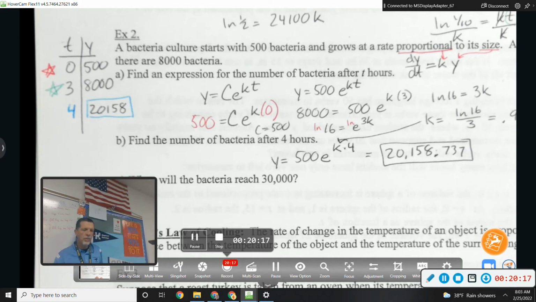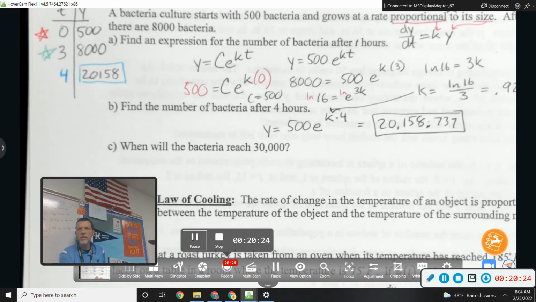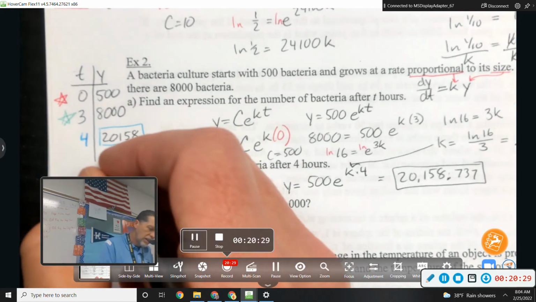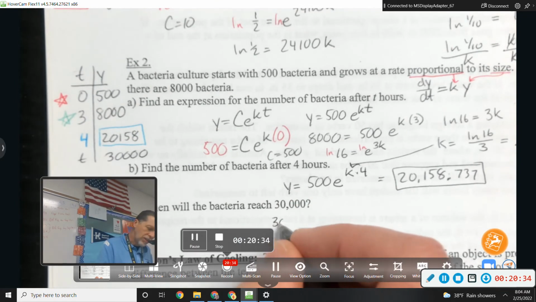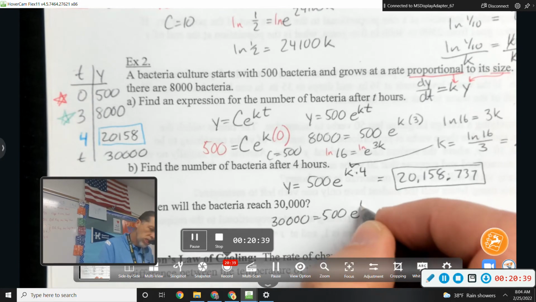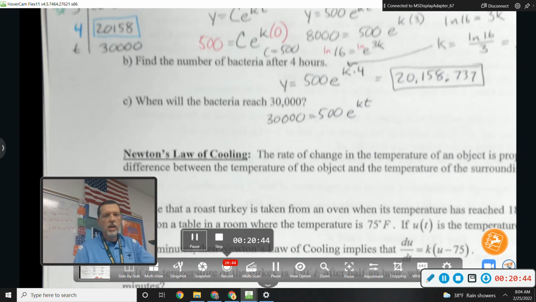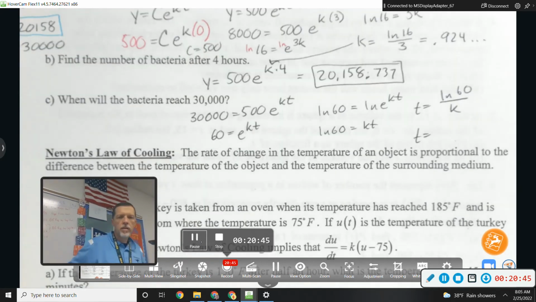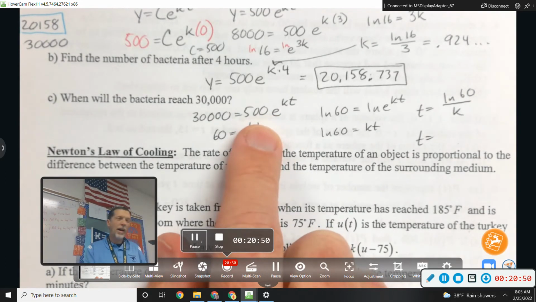Part C, when will the bacteria reach 30,000? So what am I doing with part C? Plug 30,000 into y and find t. So I'm going to press pause again and give you a chance to do that. 30,000 in for y, and your job is to find t. Set up the equation, and then it's an algebraic equation from here.